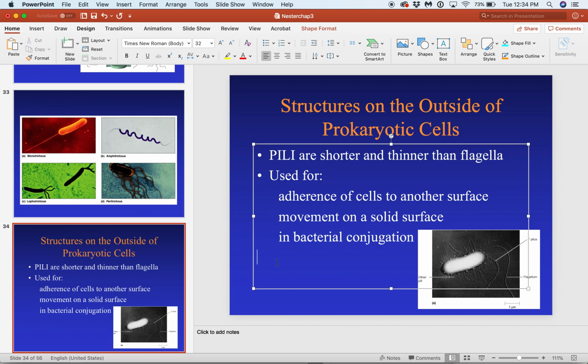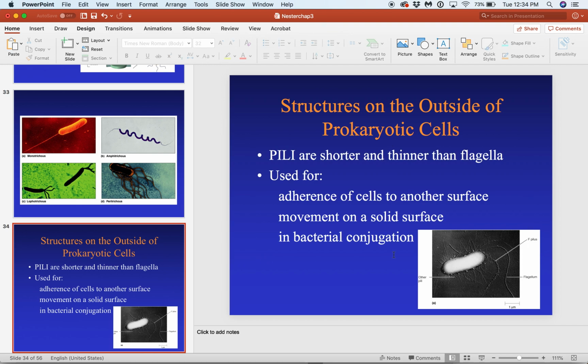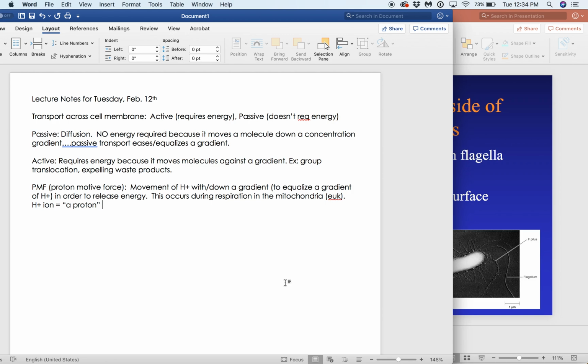Conjugation, we need to define. Bacterial conjugation is exchange of DNA from one bacterial cell to another through what is called the F pilus. So transfer of DNA from one bacterial cell to another via the F pilus.